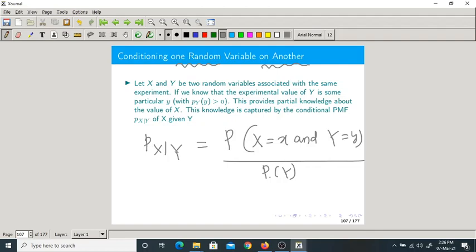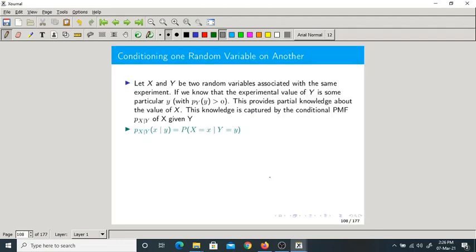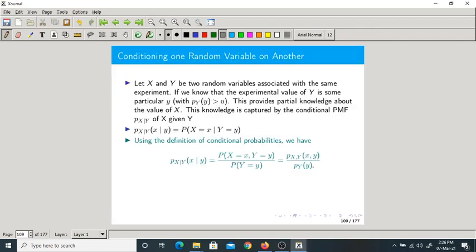I am writing it in a crude way, but let me take the definition of the conditioning of one random variable on another. This is the general notation of PMF. Now this is the final notation. Here X and Y are both random variables. So we write P of X equals x, Y equals y, divided by P of Y equals y. The numerator is a joint probability, or joint PMF, divided by the marginal PMF.